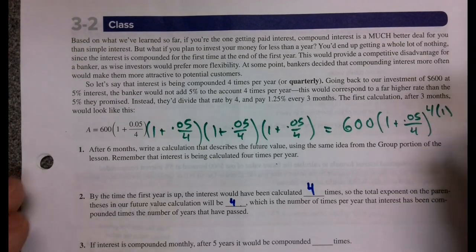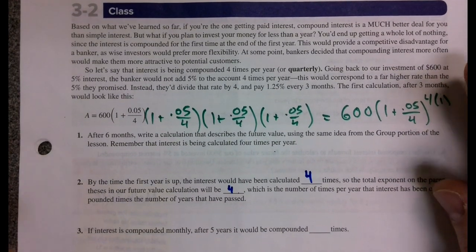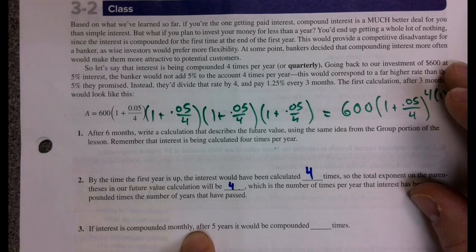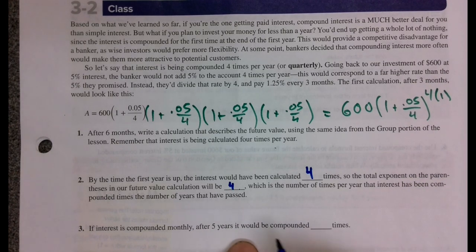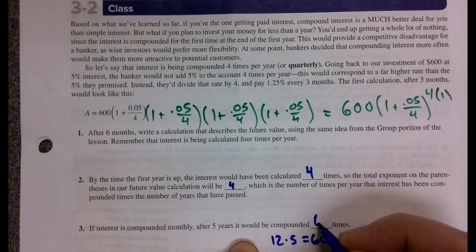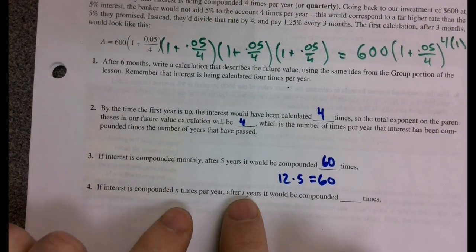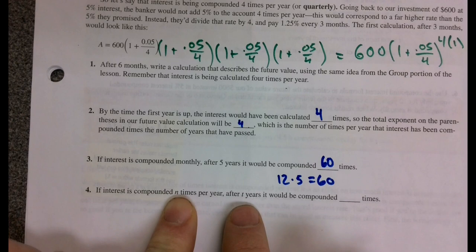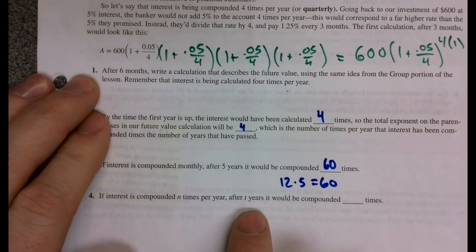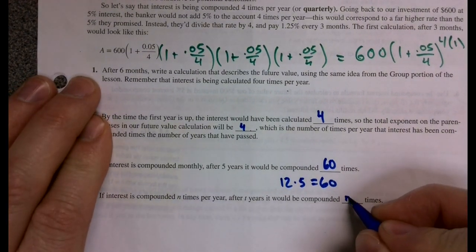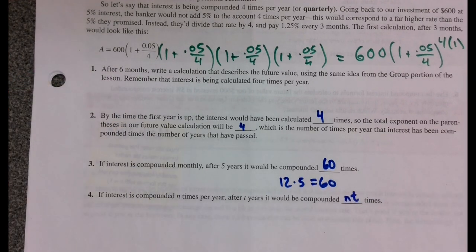So if we go back to the course spec, number 3 says if interest is compounded monthly, that means you're compounding 12 times a year. After 5 years, you would have done 60 compounds. And then in general, if we compounded t years, and we had n compounds per year, maybe daily, maybe minutely, maybe every second, we would compound it n times t times.